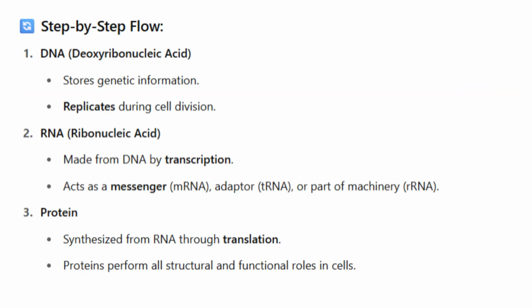Step-by-step flow. DNA, deoxyribonucleic acid, stores genetic information and replicates during cell division. RNA, ribonucleic acid, is made from DNA by transcription and acts as a messenger (mRNA), adapter (tRNA), or part of machinery (rRNA). Protein is synthesized from RNA through translation. Proteins perform all structural and functional roles in cells.